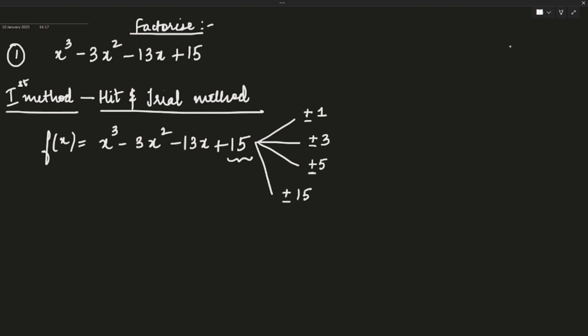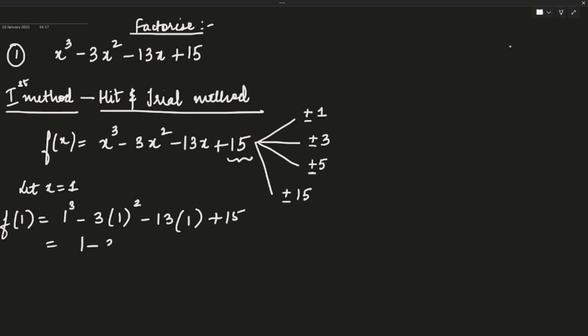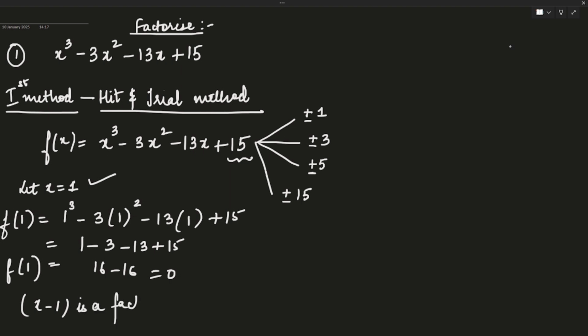Suppose first, let x equal 1. So we'll find out the value of this expression at x equals 1. f of 1 is equal to 1 cube minus 3 times 1 square minus 13 times 1 plus 15. So this is 1 minus 3 minus 13 plus 15, which is 16 minus 16, equal to 0. So f of 1 is equal to 0. Since f of 1 is 0, by factor theorem we can say that x minus 1 is a factor of f(x). So we have one factor over here, which is x minus 1.